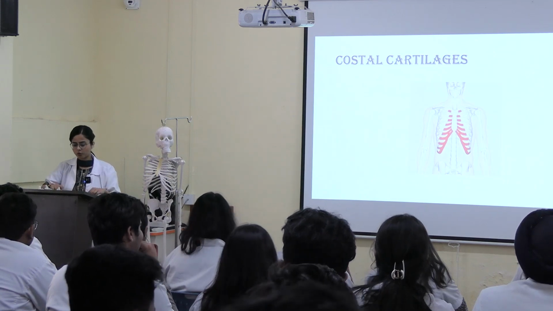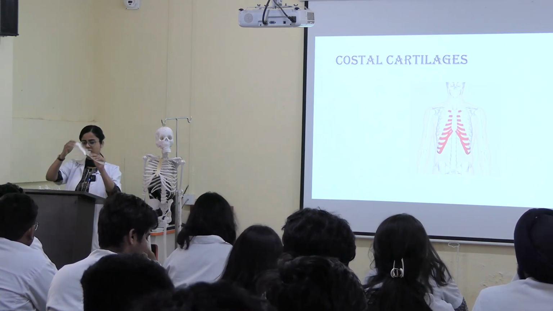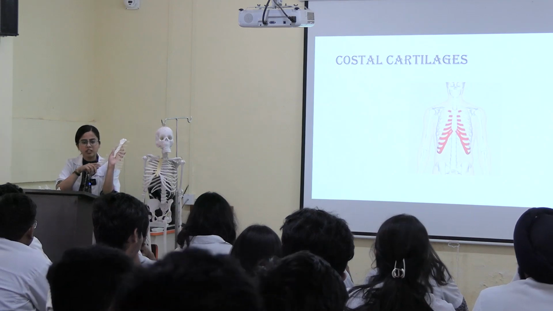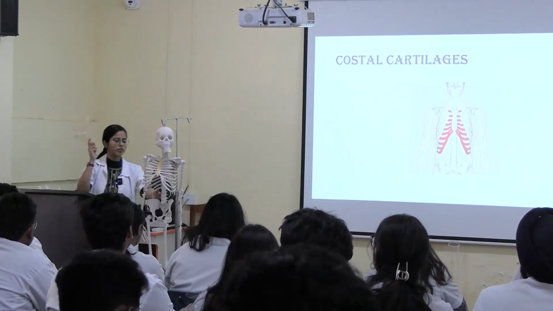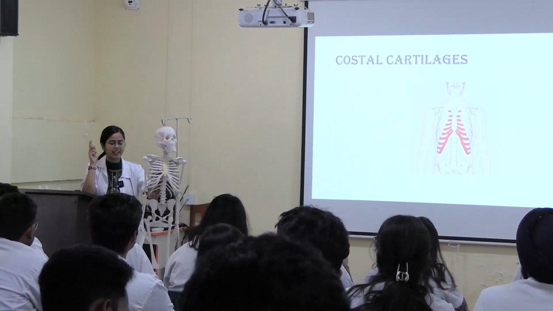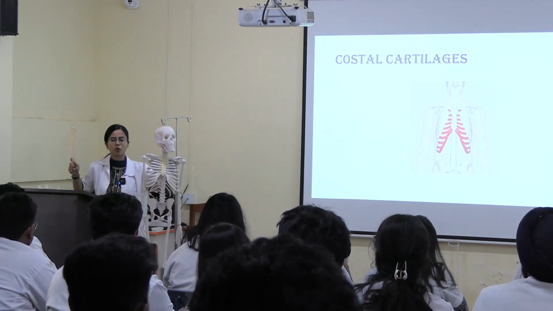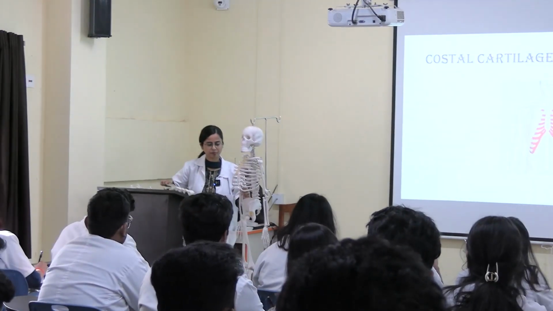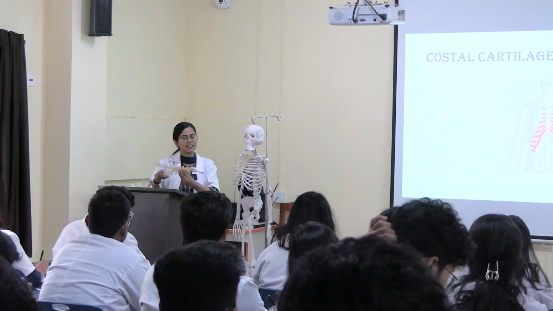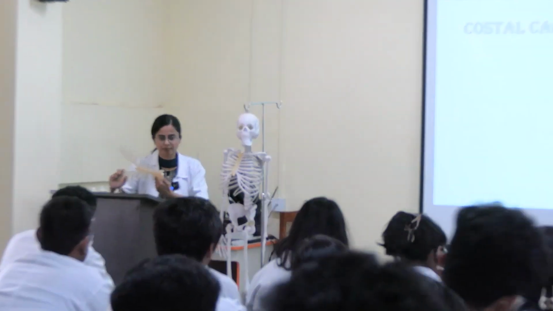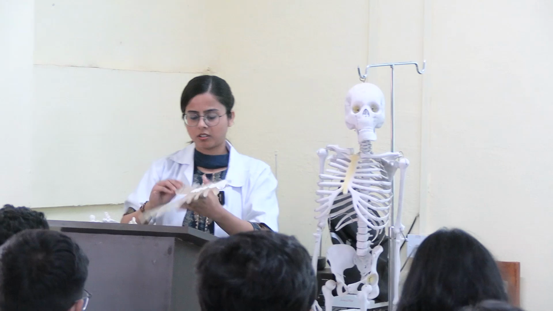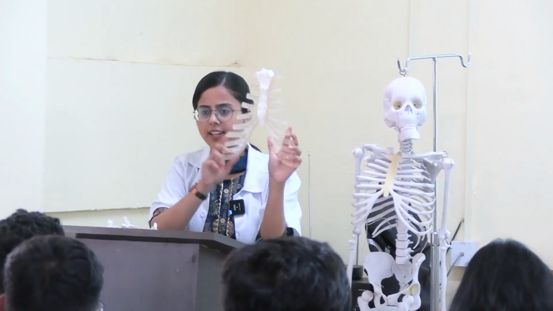Now the costal cartilages. These are your costal cartilages, and also the 11th and 12th ribs, as you can see, have their anterior end free. So these are known as floating ribs. And the 8th, 9th, 10th are your vertebrochondral ribs. These are your costal cartilage.